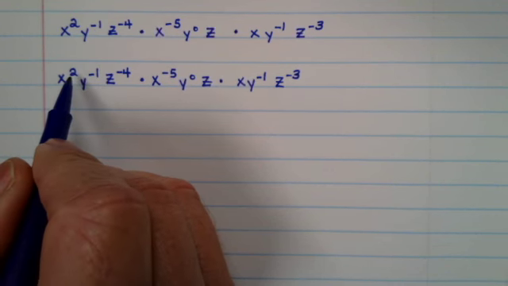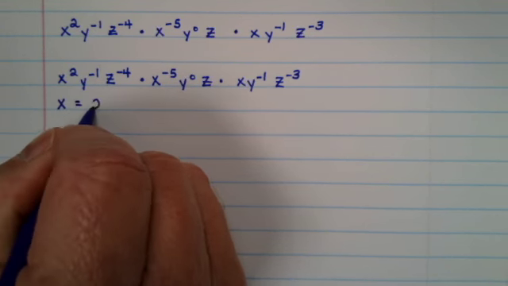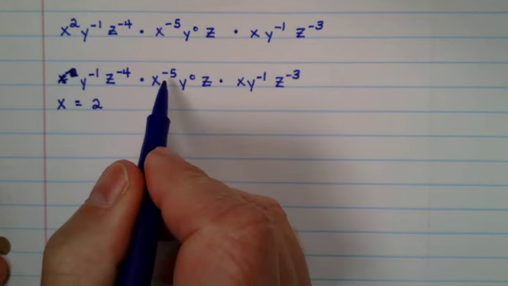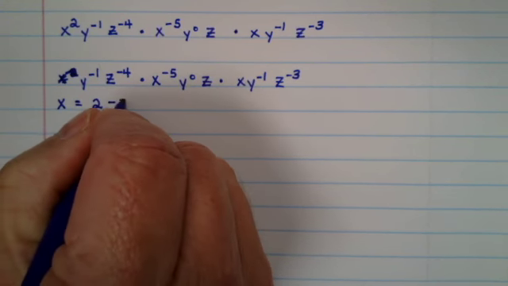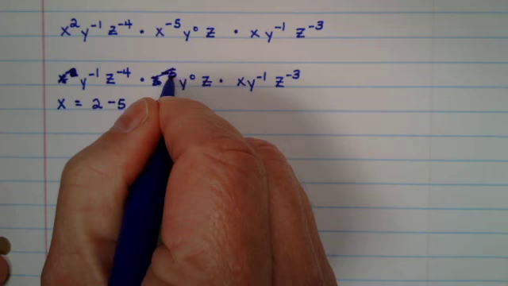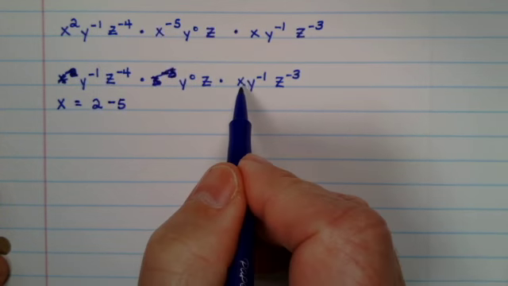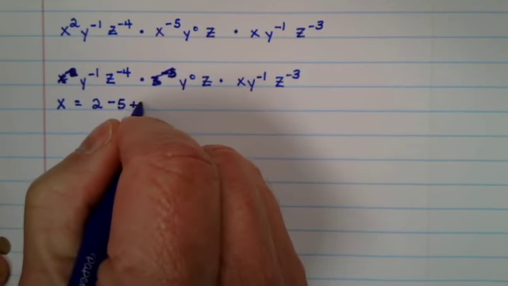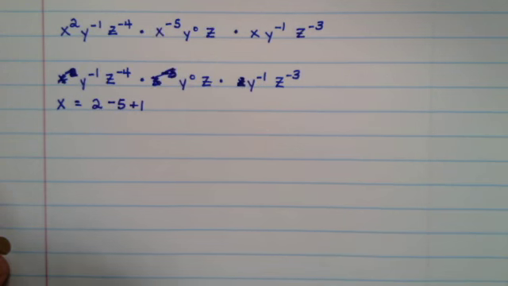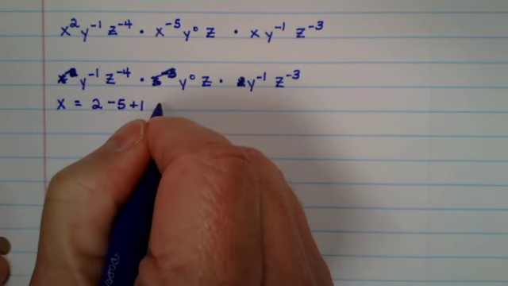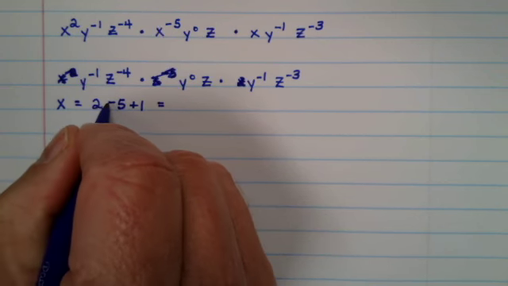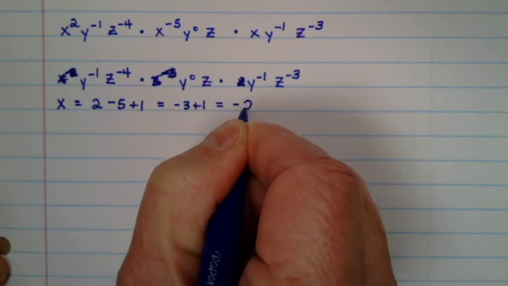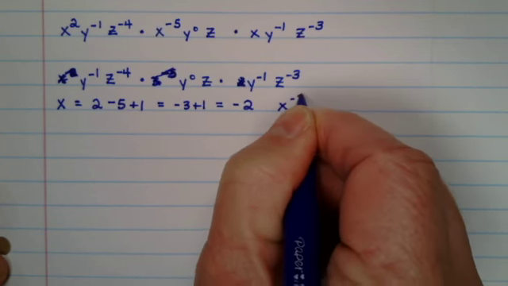The exponent on this x right here is 2. Once I write that down, I'm going to mark through that one and go to my next x. The exponent on this x is negative 5. I mark through that x. Go to my next x. I can't see an exponent on this x. That means there's an exponent of 1. And I mark through that x. Now I add all these together and I'll get my exponent on my x. 2 minus 5 is negative 3, and negative 3 plus 1 is negative 2. The x should have an exponent of negative 2.